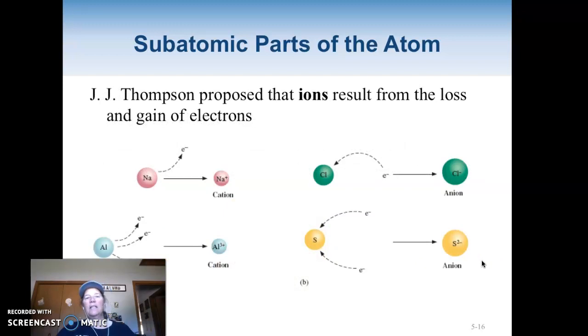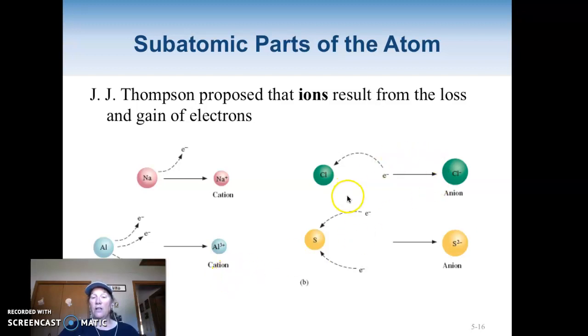Okay, Thomson proposed that the ions, these charged particles, the cations and the anions, are made when atoms lose electrons or gain electrons. That part he was good on. His atom model wasn't so good, but he was smart here. If you'll notice these guys, sodium, aluminum, the metals are the ones that like to get rid of their electrons. And we'll talk more about why that is, but it helps them become more stable. So if they lose electrons, they become positive and they're a cation.